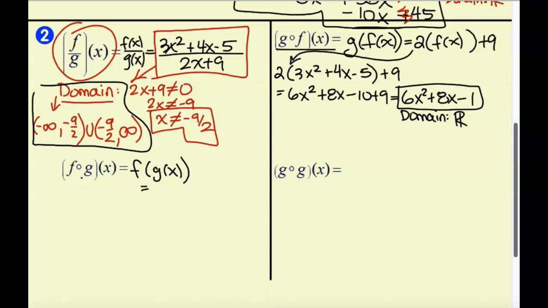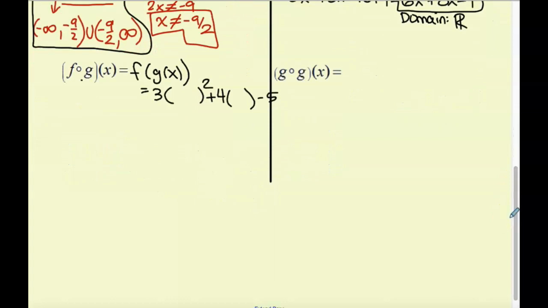Okay, f of g of x, same idea. I'm going to write out the f of x function, but instead of x, I'm going to put in a large blank: 3 blank squared, plus 4 times blank minus 5. So instead of x, I'm going to input the g of x function. G of x is 2x plus 9 there and 2x plus 9 here.